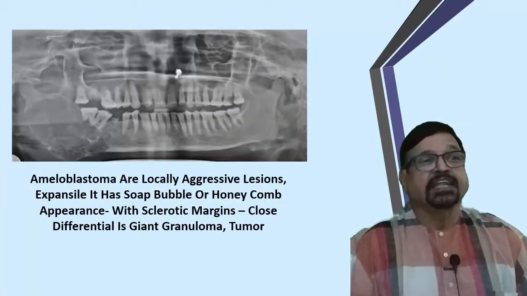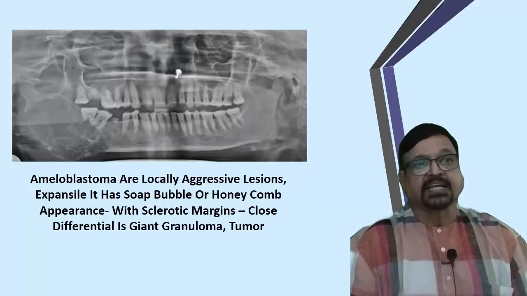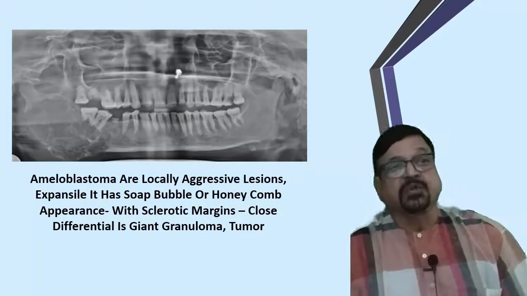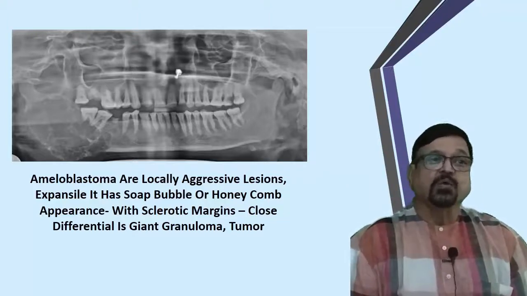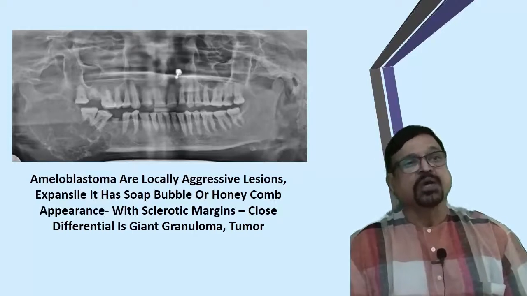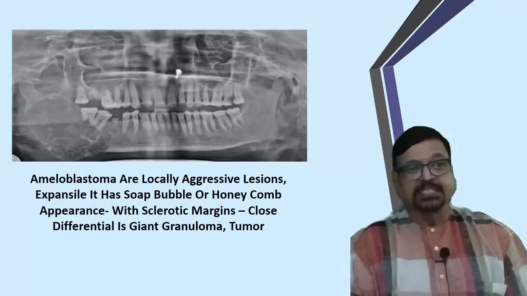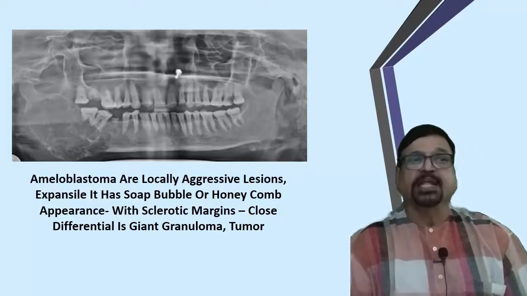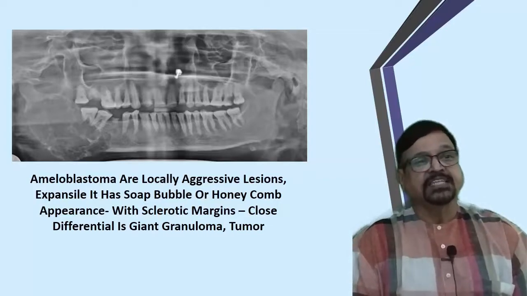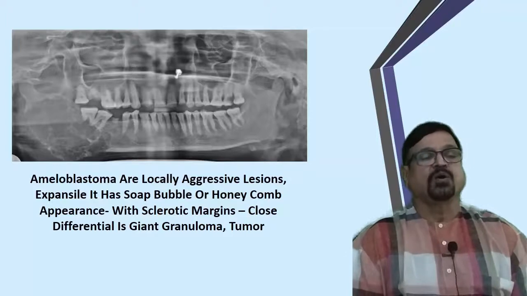Now look at this very carefully. It's expansive. It has got a soap bubble appearance. There is not much sclerosis. Now let's come to a differential. Ameloblastomas are locally aggressive lesions, expansive, with a soap bubble or honeycomb appearance with sclerotic margin. This lesion is a giant cell granuloma or tumor.